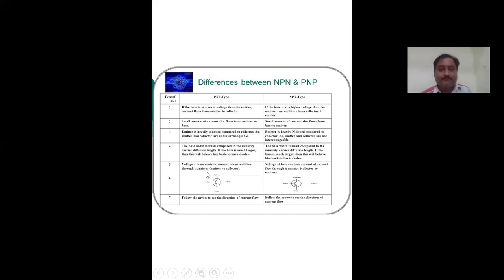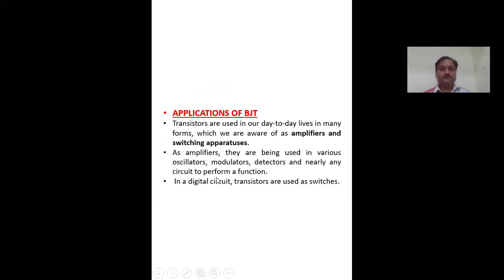And next one is voltage at base controls the amount of current flow through the transistor. Voltage at base controls the amount of current that flows through the transistor. Okay. Next, the last one is follow the arrow to see the direction. Depending upon the direction, we can identify the type of transistor.